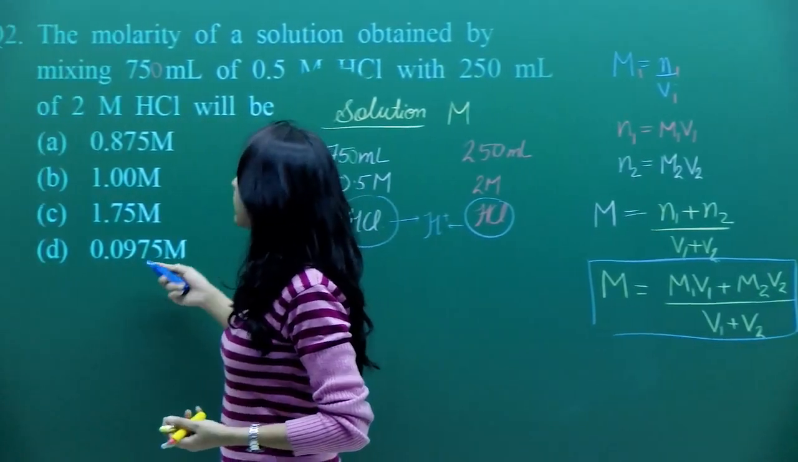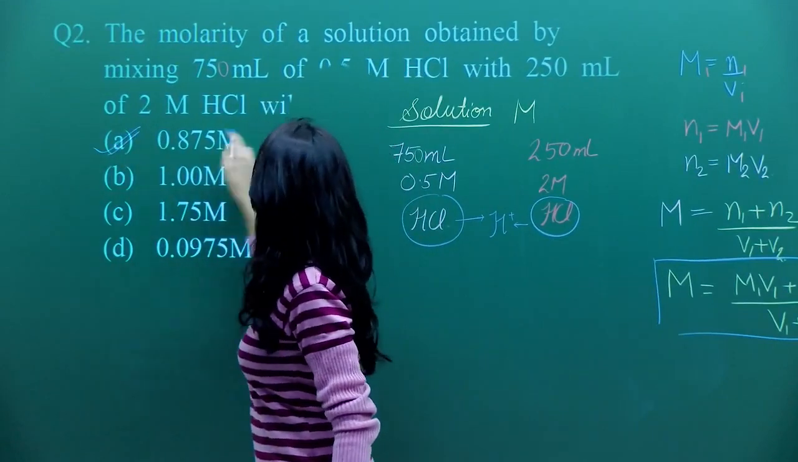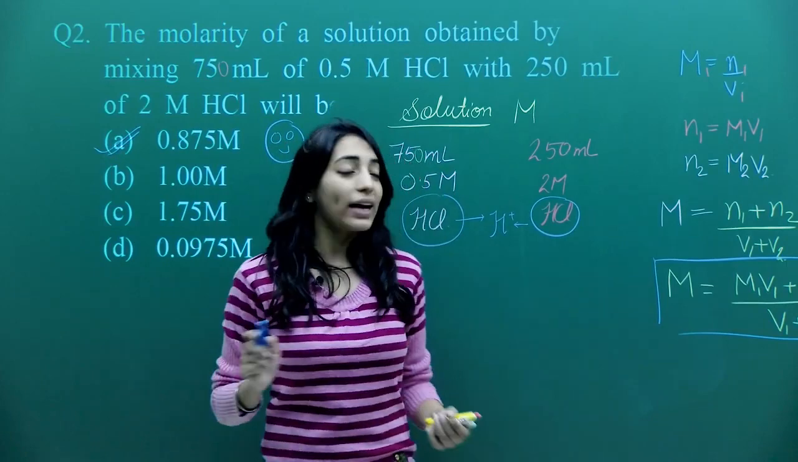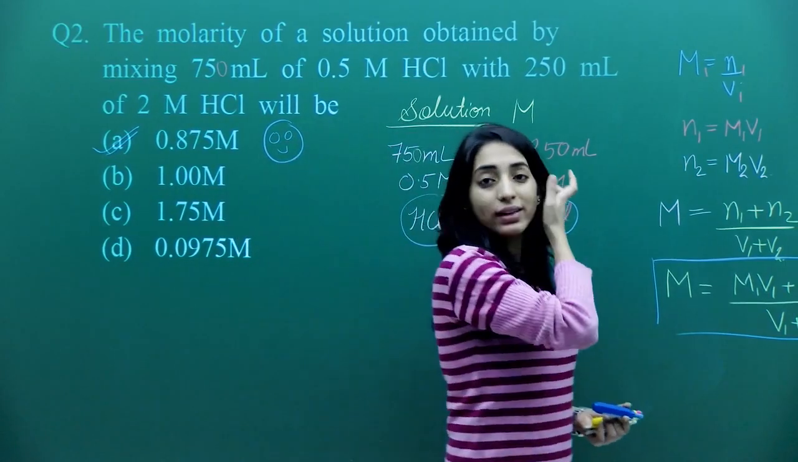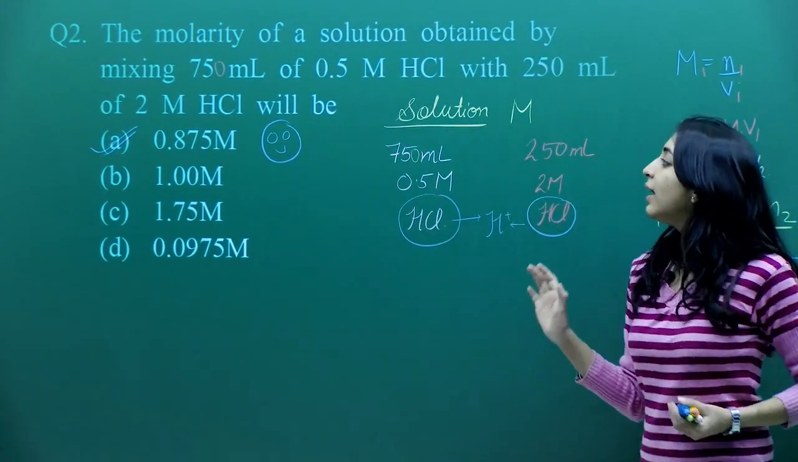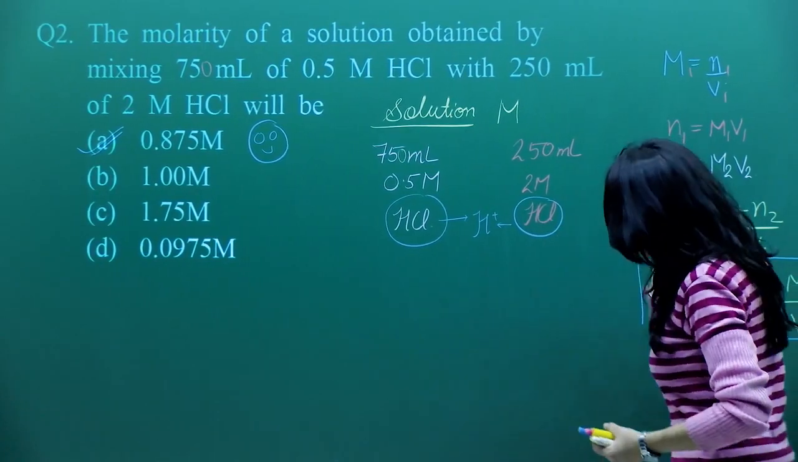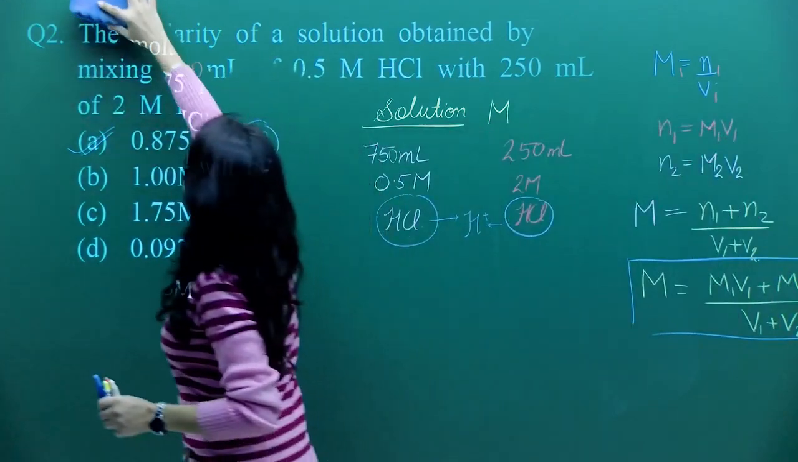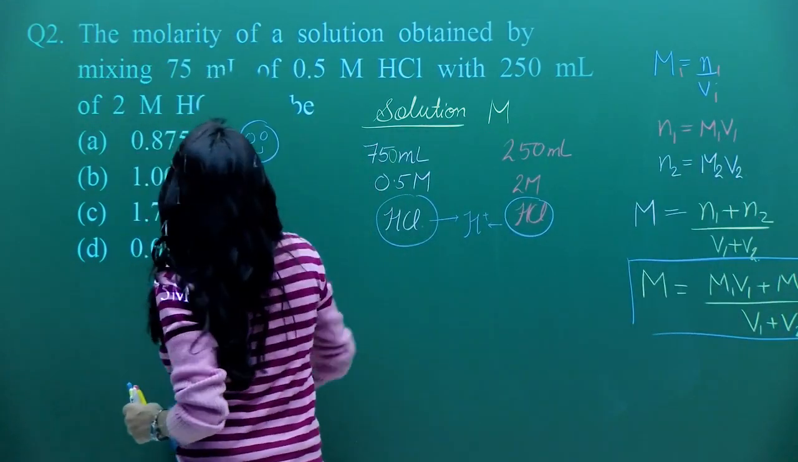Let's see the options. Oh wow, option A is the correct option, right? So guys, this was pretty much simple. This was a question that was asked in JEE Mains. Having done with this question, I think we can proceed with the third question as well. Let me just prepare the board for you guys.